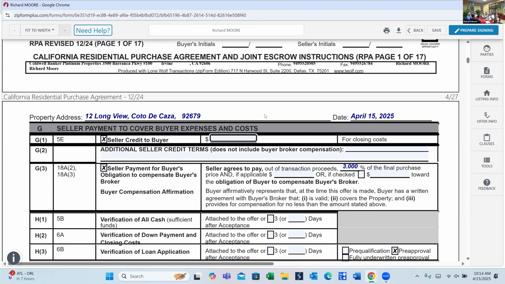And in the event, in our example, this purchase price is $1 million. If we negotiate a final purchase price of $2 million, the seller credit is not going to adjust based upon a percentage. It is simply going to be whatever the dollar amount is that you put. So if I put $20,000 in here, no matter what the purchase price is, that's exactly what I would be told.